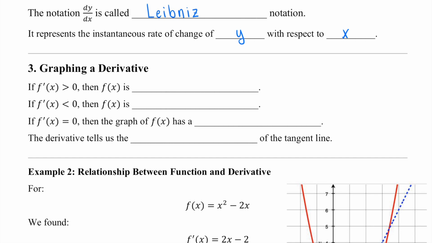Now let's talk about what the derivative tells us about the graph of a function. Remember that the derivative represents the slope of the tangent line. So the sign of the derivative tells us whether the function is increasing or decreasing. If f prime of x is greater than 0, this means the derivative is positive. Then the slope of the tangent line is positive, which means the function is increasing.